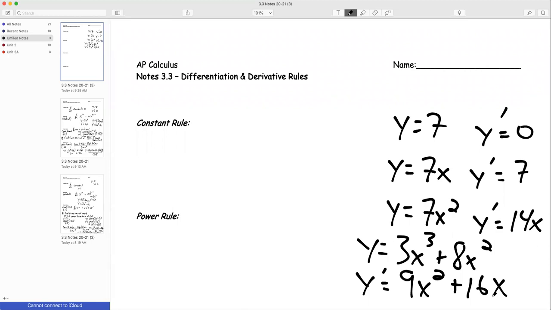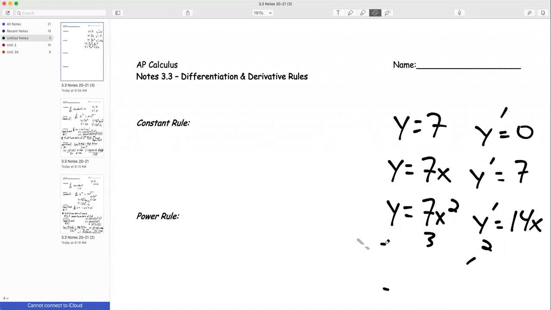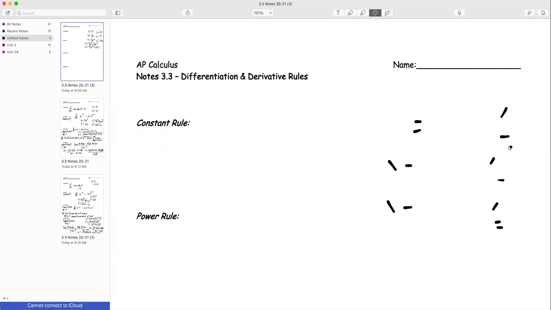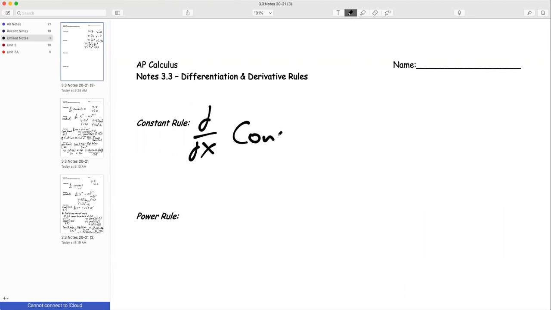We're going to look at derivative rules today. There are 4 rules that you need to know. All right, so let's take a look at that. And here we go. So first rule. First rule is this. It's called the constant rule. The derivative of any constant is 0.